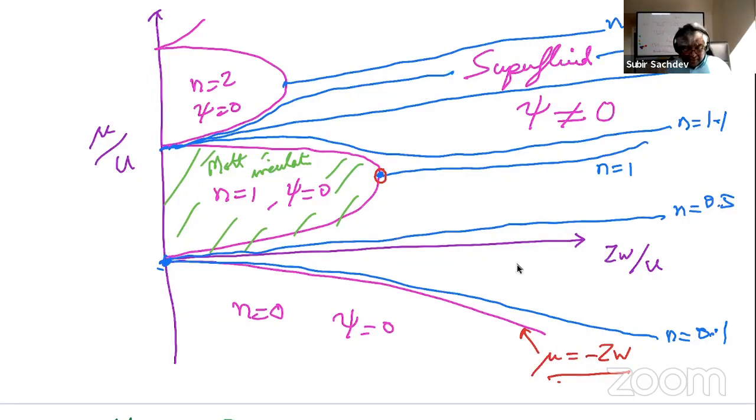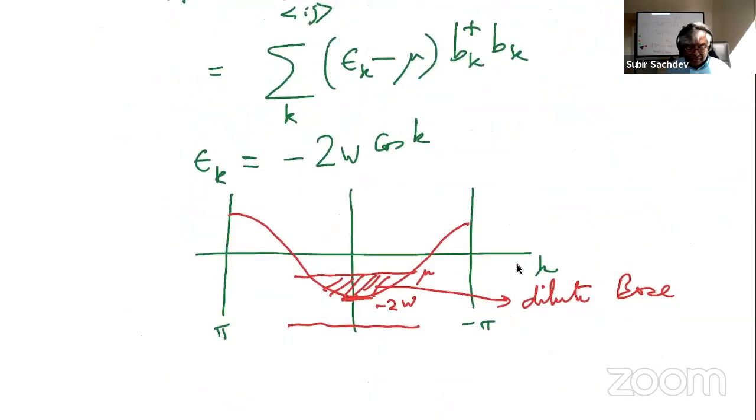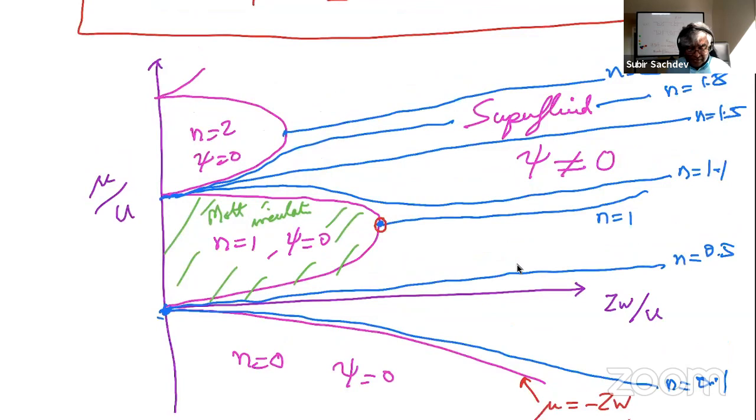But before I go there, let me say a few more things about these Mott insulators. I've already said something about them. Again, it's a very trivial state. It's just free bosons moving about the vacuum. What about somewhere here? What is the nature of this Mott insulator, or somewhere over here?